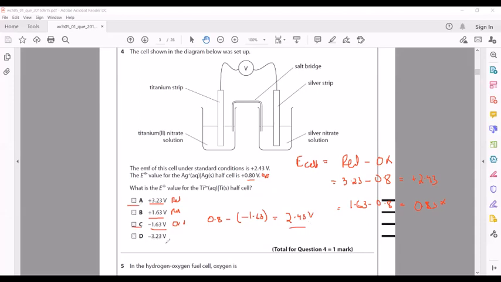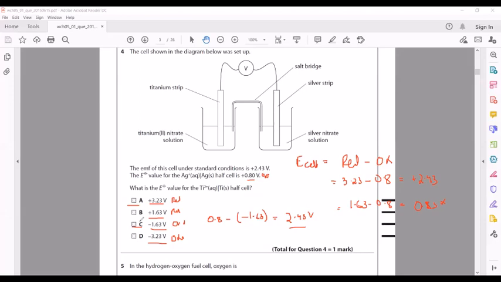When I solve for this one, this will also be oxidation. And when we do reduction minus oxidation, we will not get it. So either A can be the answer or C can be the answer. Now how do we identify which will be the right answer?